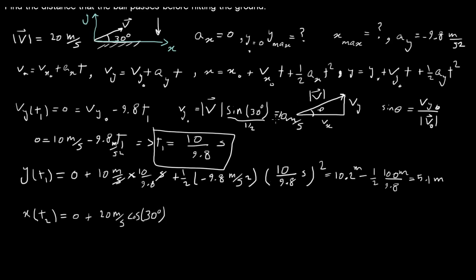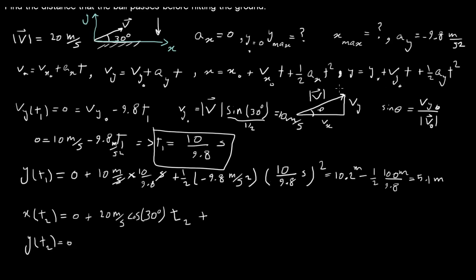Vx naught times T2. So this is T2. And half of the ax, which is just 0. So therefore that is also 0. So all we need is T2. Then we get x of t2. So now let's go find T2. Now what happens at T2? At T2 this ball goes all the way down and hits the ground. So at T2 y is again 0. So therefore I already know that y of T2 is 0.